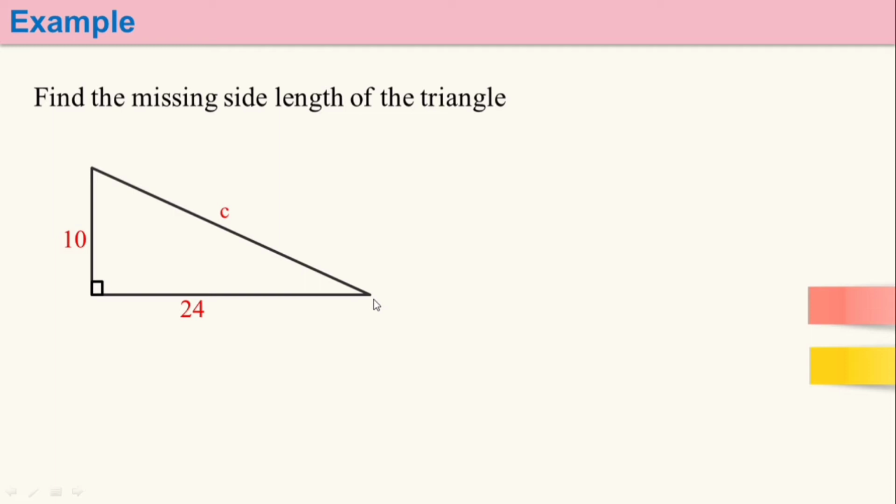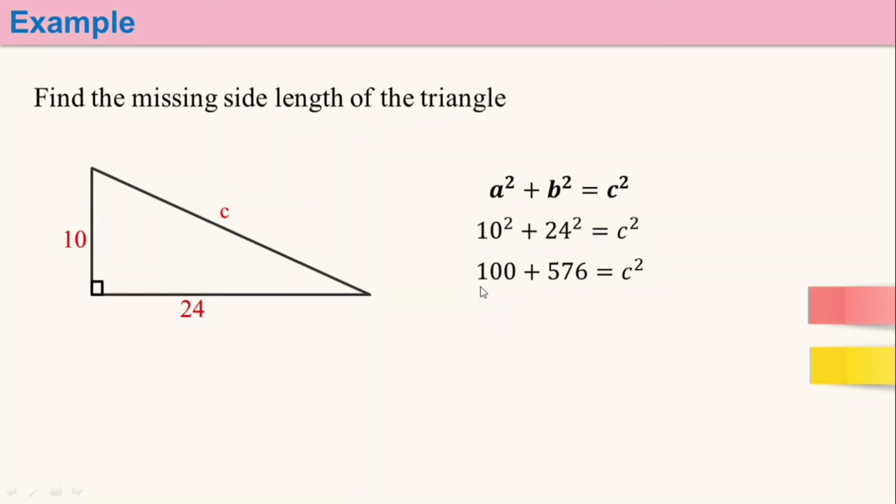So we've got a squared plus b squared is equal to c squared. So we have 10 squared plus 24 squared equals c squared. And now I'm going to solve the entire left side. So 10 times 10 is 100, 24 times 24 is 576. Because these are on the same side, we're going to add these two together, so 676.